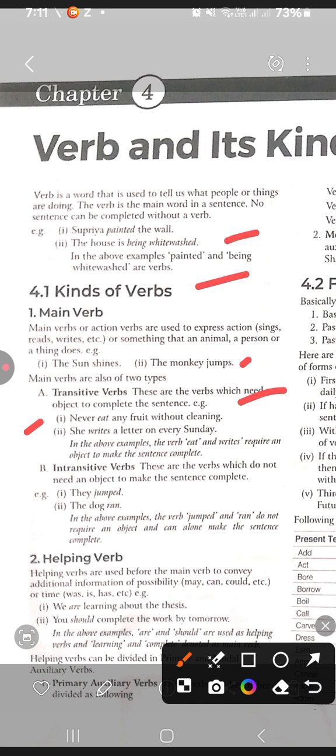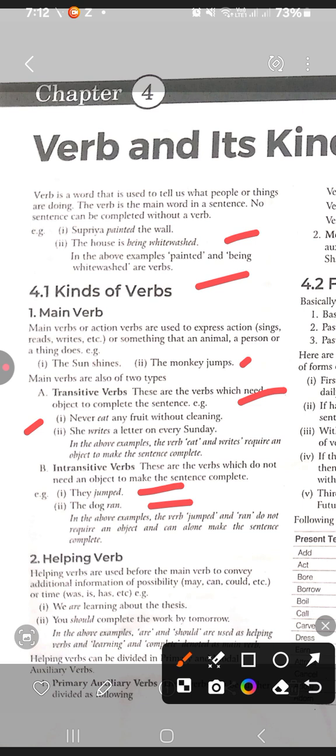Now we are talking about the intransitive verbs. These are the verbs which don't need an object to make the sentence complete. Now we are going to see examples of intransitive verbs. They jumped. Here there is no need to write an object because they jumped. Only, they jumped. Where they jumped, there is no need to know. Now the second sentence is: the dog ran. So the dog ran is enough. So ran and jumped here are called intransitive verbs.